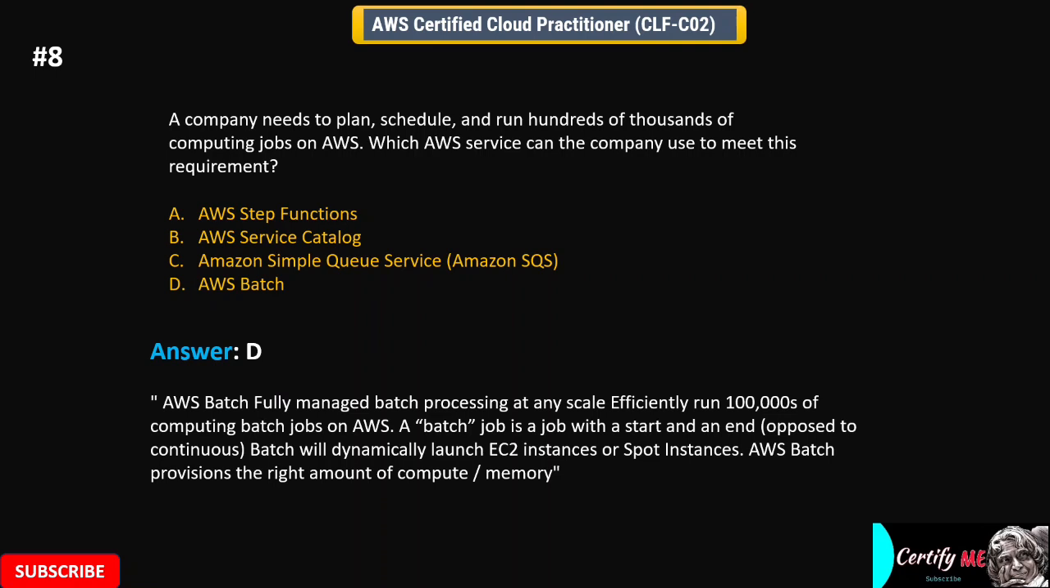AWS Batch is fully managed batch processing at any scale, efficiently running hundreds of thousands of computing batch jobs on AWS. A batch job is a job with a start and an end. Batch will dynamically launch EC2 instances or Spot Instances. AWS Batch provisions the right amount of compute or memory. Next question.